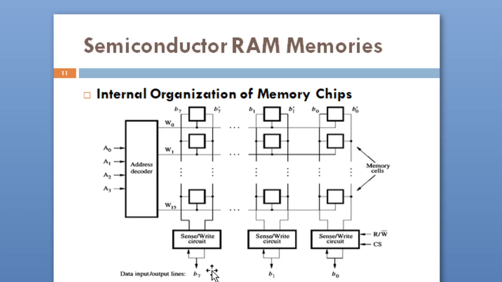If it is a write operation, the sense or write circuits receive the input information and store it in the cells of the selected word. The sense/write circuit receives the information to be written on those memory cells from the data input line, and those values will be modified or updated in the respective memory cells based on the address given by the processor.